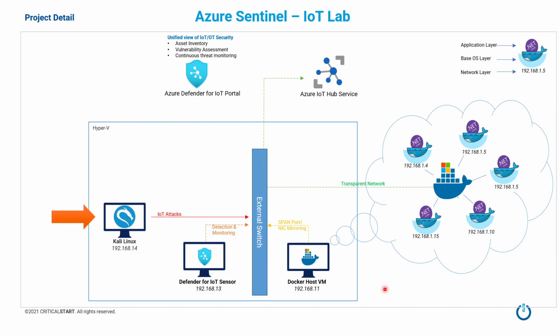And after that, the lab actually walks you through how you can deploy a Kali Linux VM on the same Hyper-V instance, and then deploy it as part of the same external switch. So now using that Kali Linux VM, you're able to launch actual IoT attacks against the simulated IoT devices, and then the attacks are actually discovered by the Defender for IoT sensor.